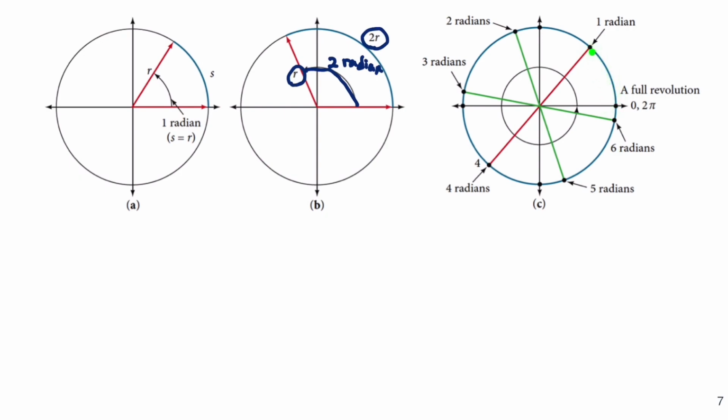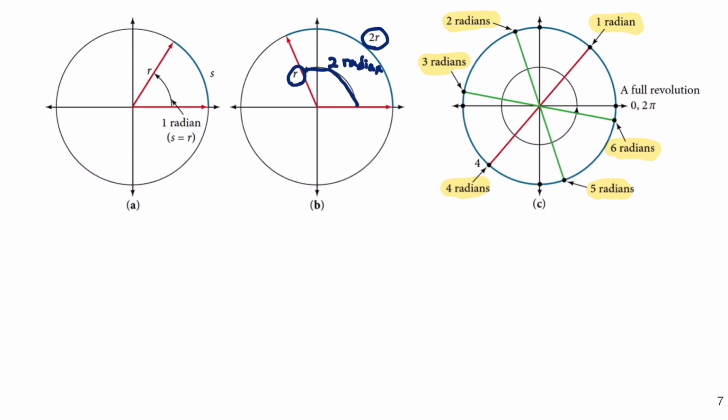This angle right here is 1 radian. Here to here is 2 radians. 3 means we need 3 times the radius length. 4 times the radius length right here. 5 times the radius length. 6 times the radius length. So 6 radians is just short of a full revolution. Let me highlight this. We have 1 radian, 2 radians, 3, 4, 5, 6.